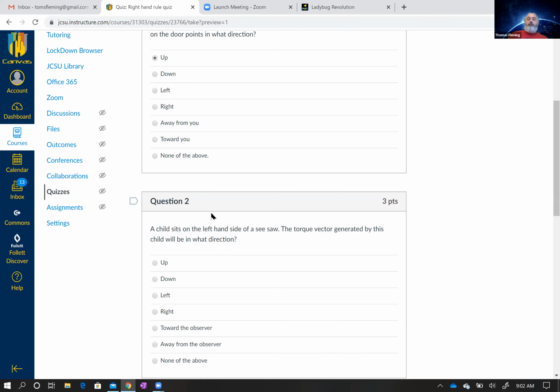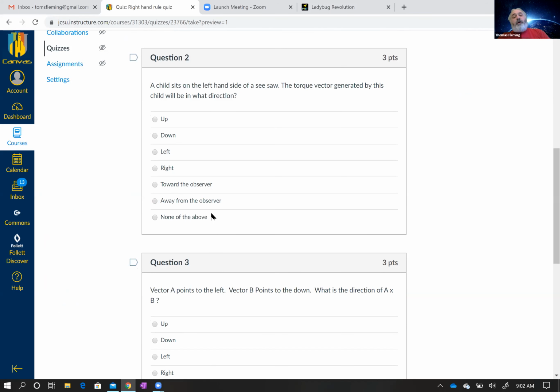So question 2. I've got a child sitting on the left-hand side of a seesaw, and I want to find the direction of the torque vector created by that child. So here's a seesaw, and what's going to happen is the child sits on the left-hand side of the seesaw. This is my left, and pulls downward. So the seesaw is going to rotate, from my perspective, counterclockwise. So the torque vector is going to point towards me. So the answer is toward the observer.